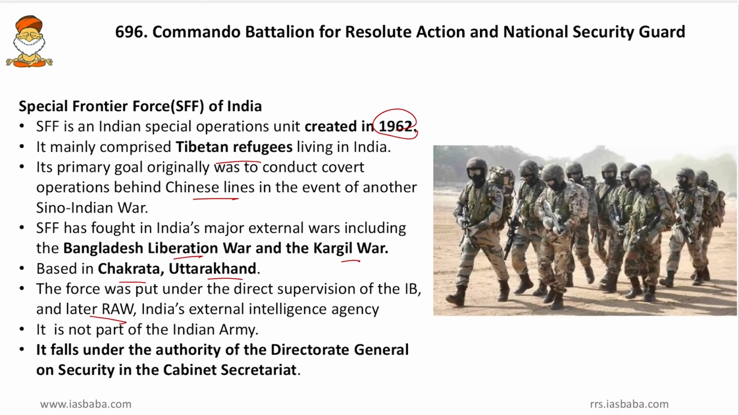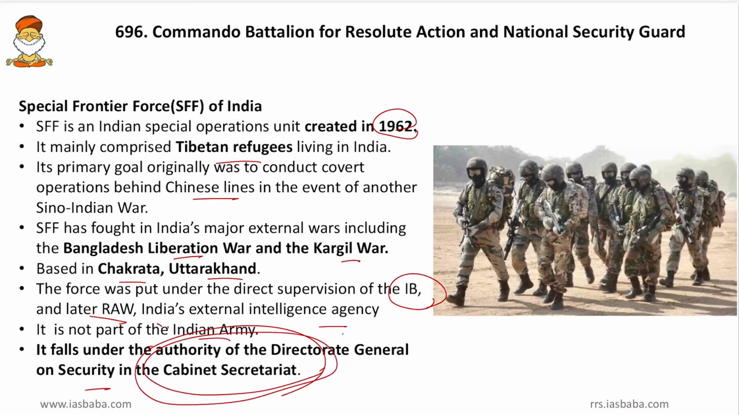Yes friends, earlier it was under the control of the Intelligence Bureau, and then under RAW, the Research and Analysis Wing, India's external intelligence agency. Then it is not a part of the Indian Army. Yes friends, we know that. Then it falls under the authority of the Directorate General of Security in the Cabinet Secretariat. So it is not under the Defense Ministry, and it is neither in the Home Ministry, it is under the Cabinet Secretariat.